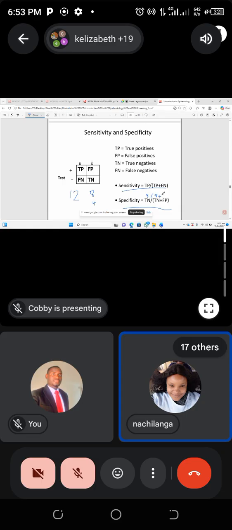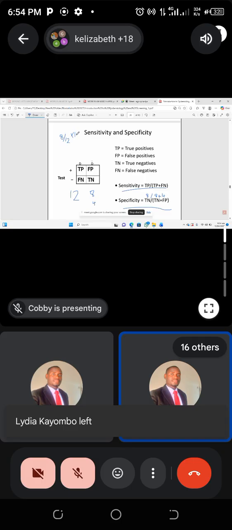You're trying to say something? Please go ahead. 4. Yes, 4. So now specificity is going to be 8 divided by, 4 plus 8 is what? It is 12, right? Then you multiply this by 100. So what is 8 divided by 12?